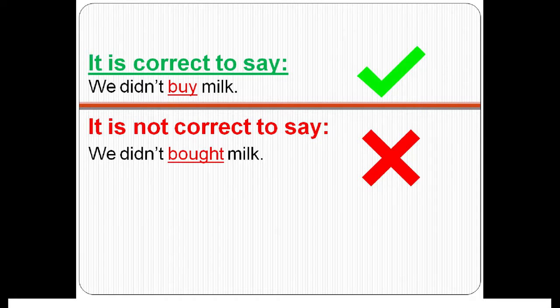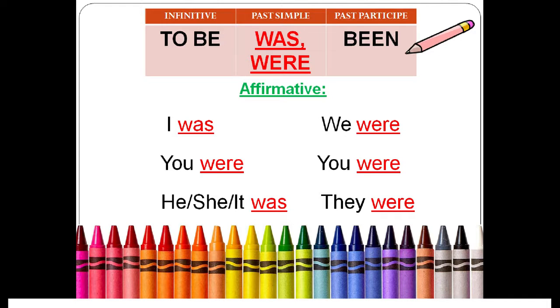It is correct to say, we didn't buy milk. It is not correct to say, we didn't bought milk. The second sentence isn't correct because when you have negative sentence in past simple tense, you need to use infinitive form of that verb. The past tense of to be in English has 2 forms, was and were. I was, you were, he, she, it was, we were, you were, they were.